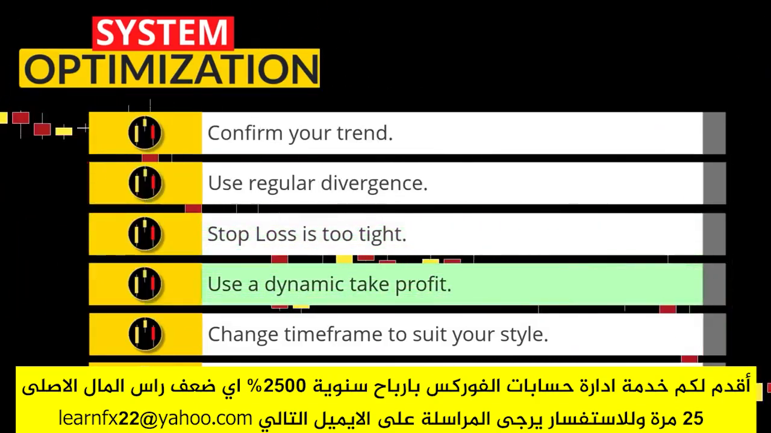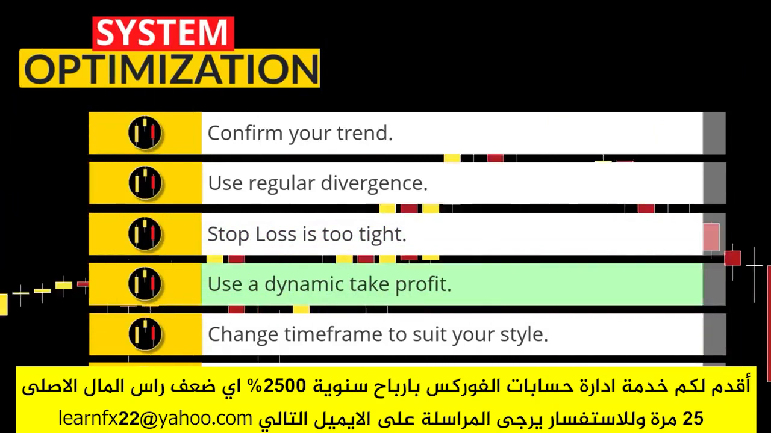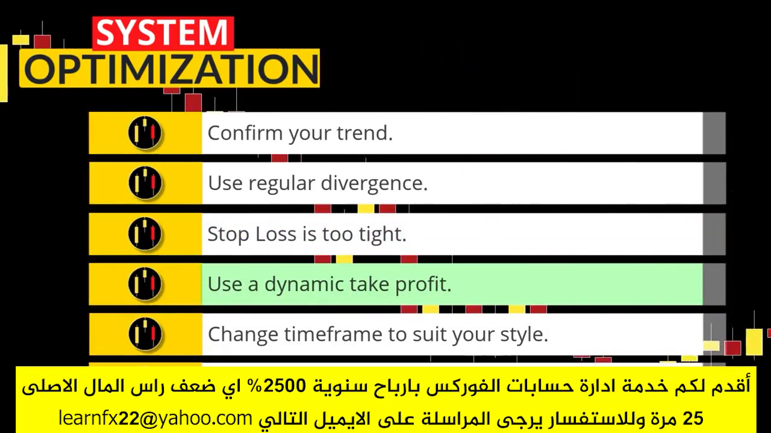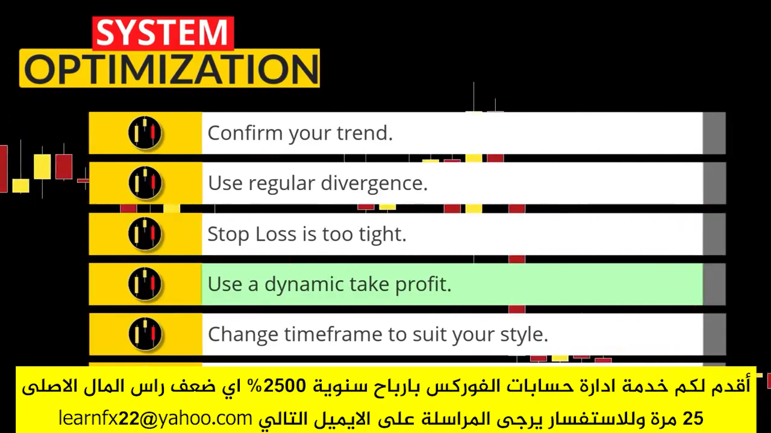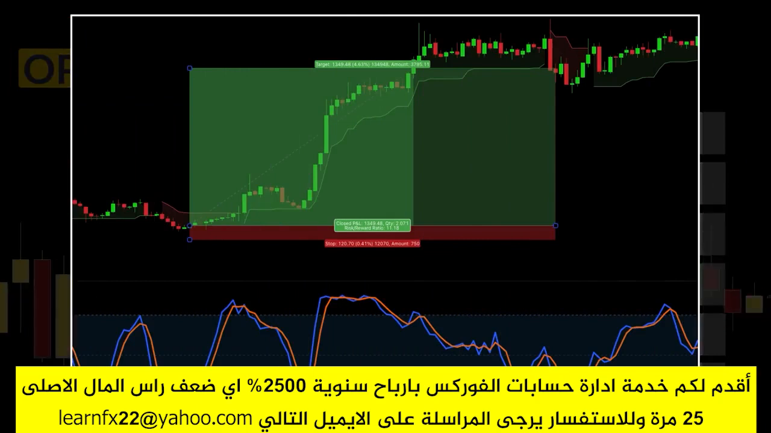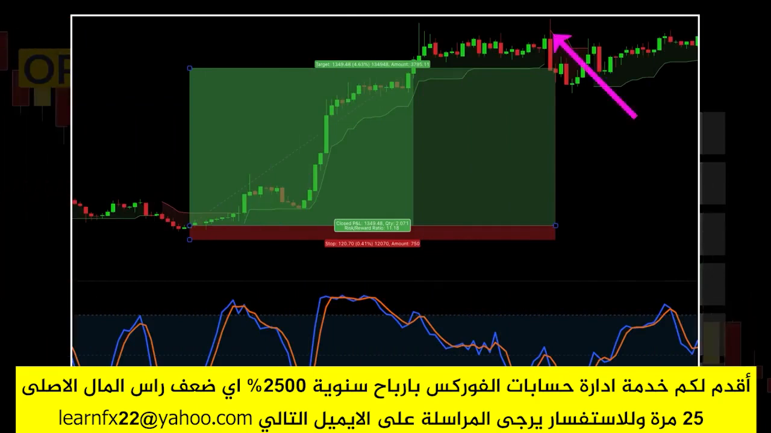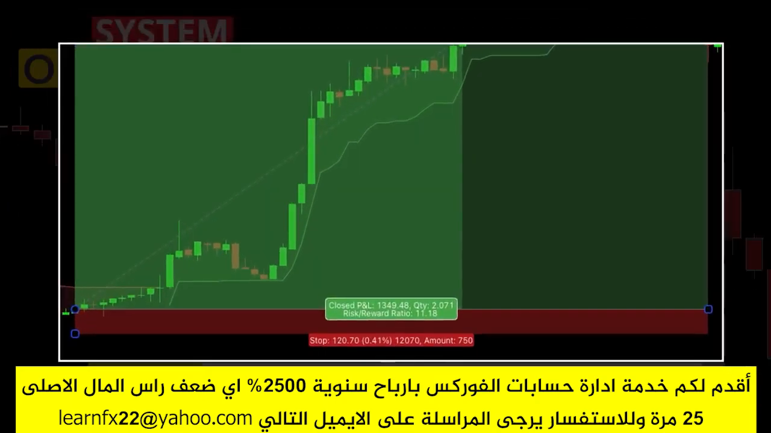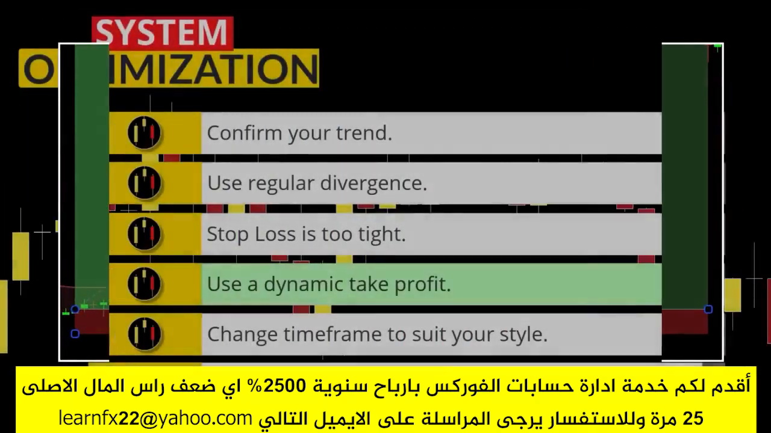Continuing on, combining the higher time frame trend and using a dynamic take profit method on a smaller time frame can really increase your gains over the course of a series of many trades. Using a sensitive super trend on the lower time frame as an exit signal can yield some huge results, like this one with a phenomenal 1 to 11 risk versus reward.